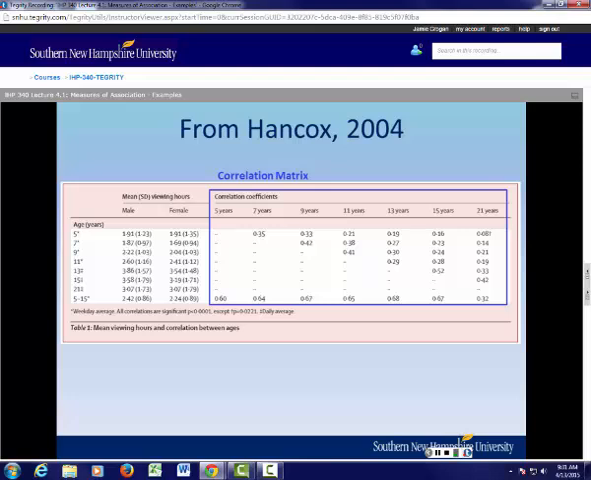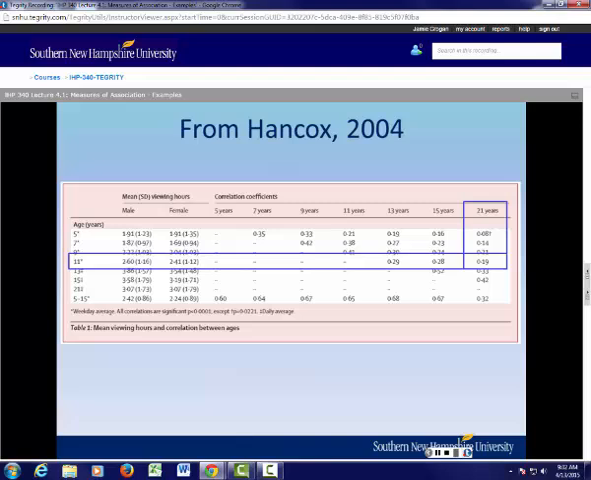Now there are a lot of correlation matrices that are presented out in the literature, and this is a very traditional way of presenting correlations, so you really need to understand how these are interpreted. So here's what you do. If you want to find the correlation coefficient between 2 variables, you need to find one of those variables as a row and the other variable as a column.